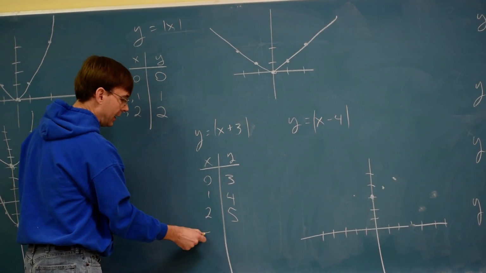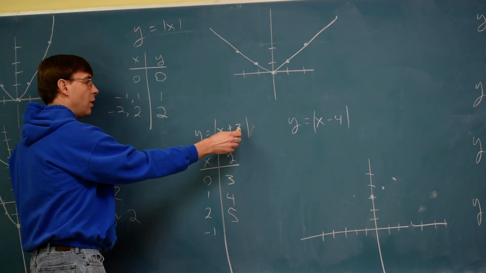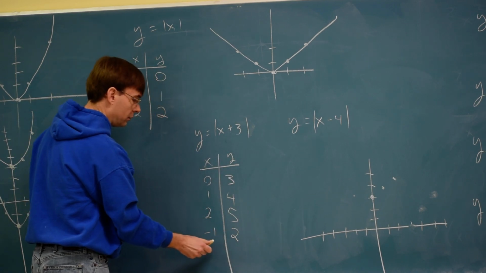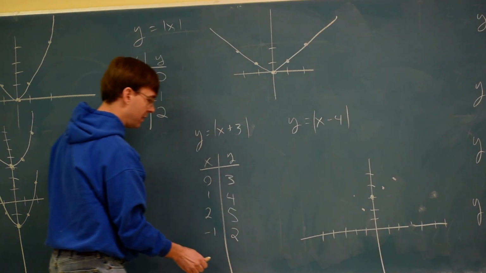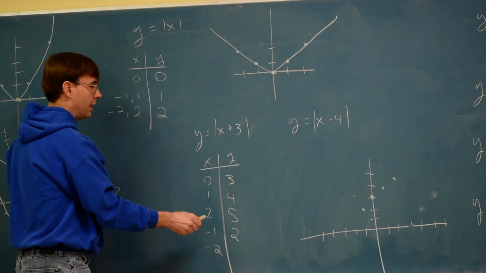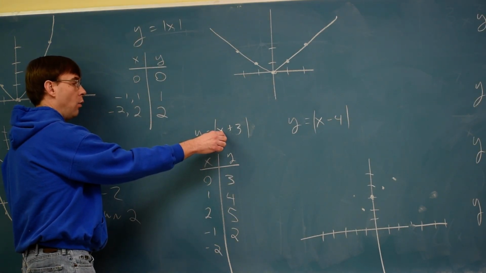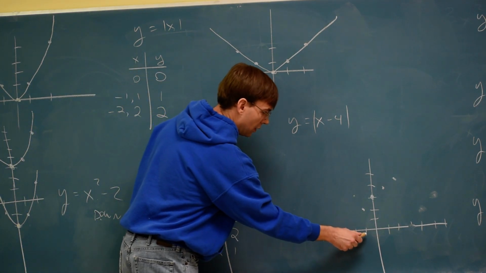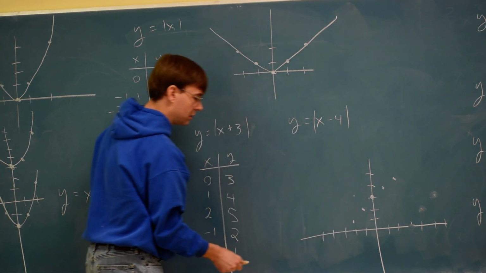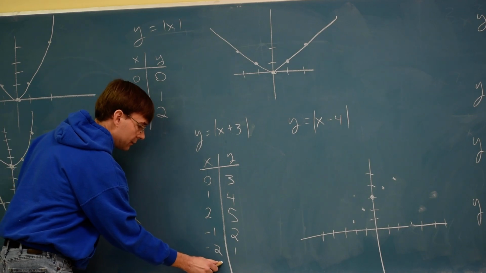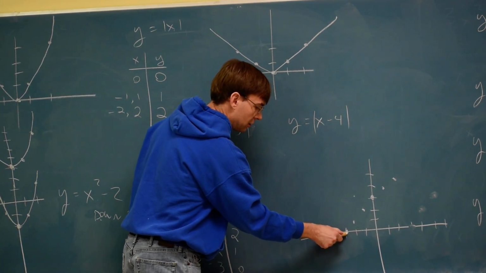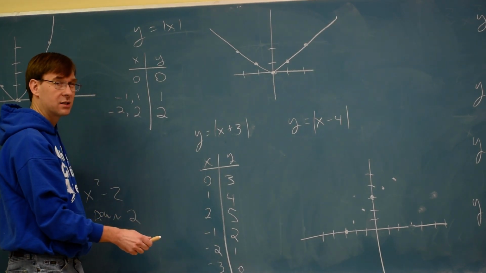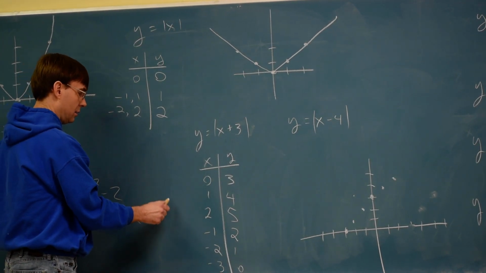If we put in -1, -1 adds 3, that gets us 2. So we would be there, and that's not helping us make a V. -2 adds 3 to get 1. So we would be at -2, 1. That's still not a V. -3 adds 3, gets 0. That's still not a V. That's still not helping us. And we never want to do this again.